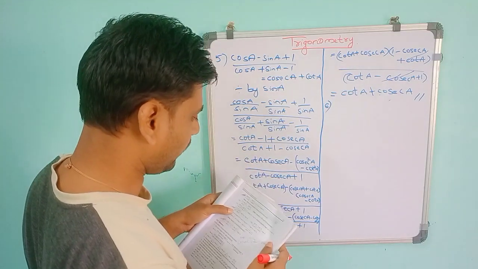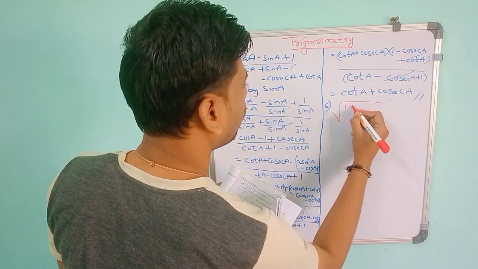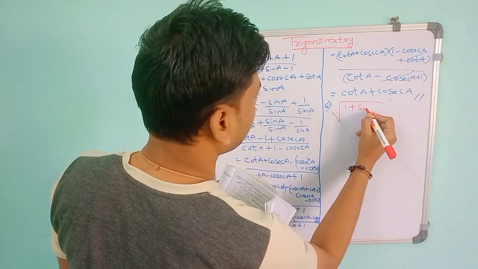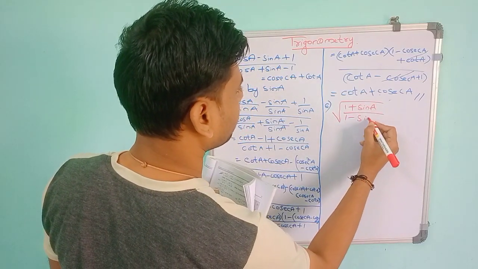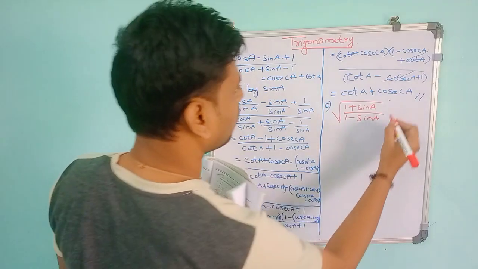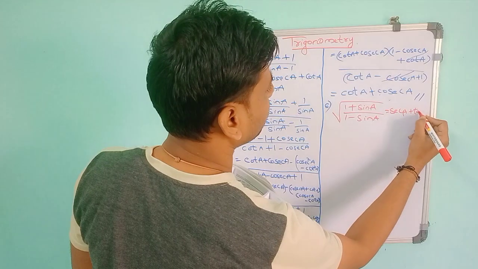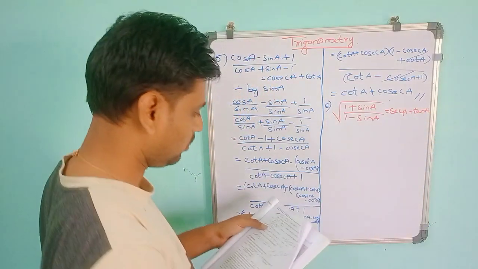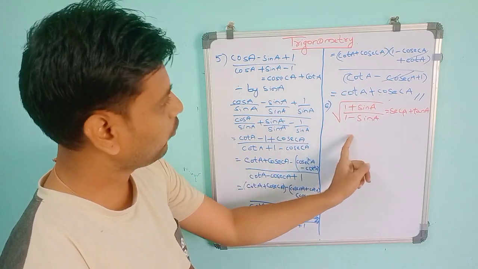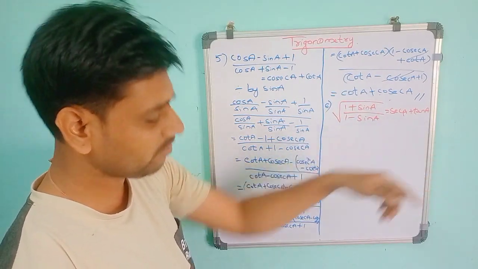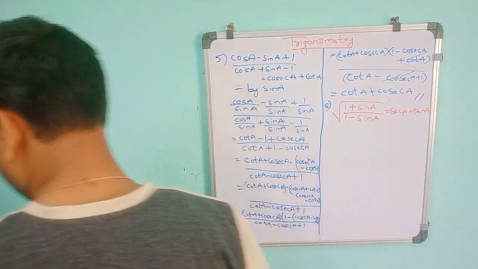Sixth one, they have given root of 1 plus sin A divided by 1 minus sin A is equal to sec A plus tan A. So root of 1 plus sin A divided by root of 1 minus sin A is equal to sec A plus tan A. You have to prove this in terms of sec A plus tan A.